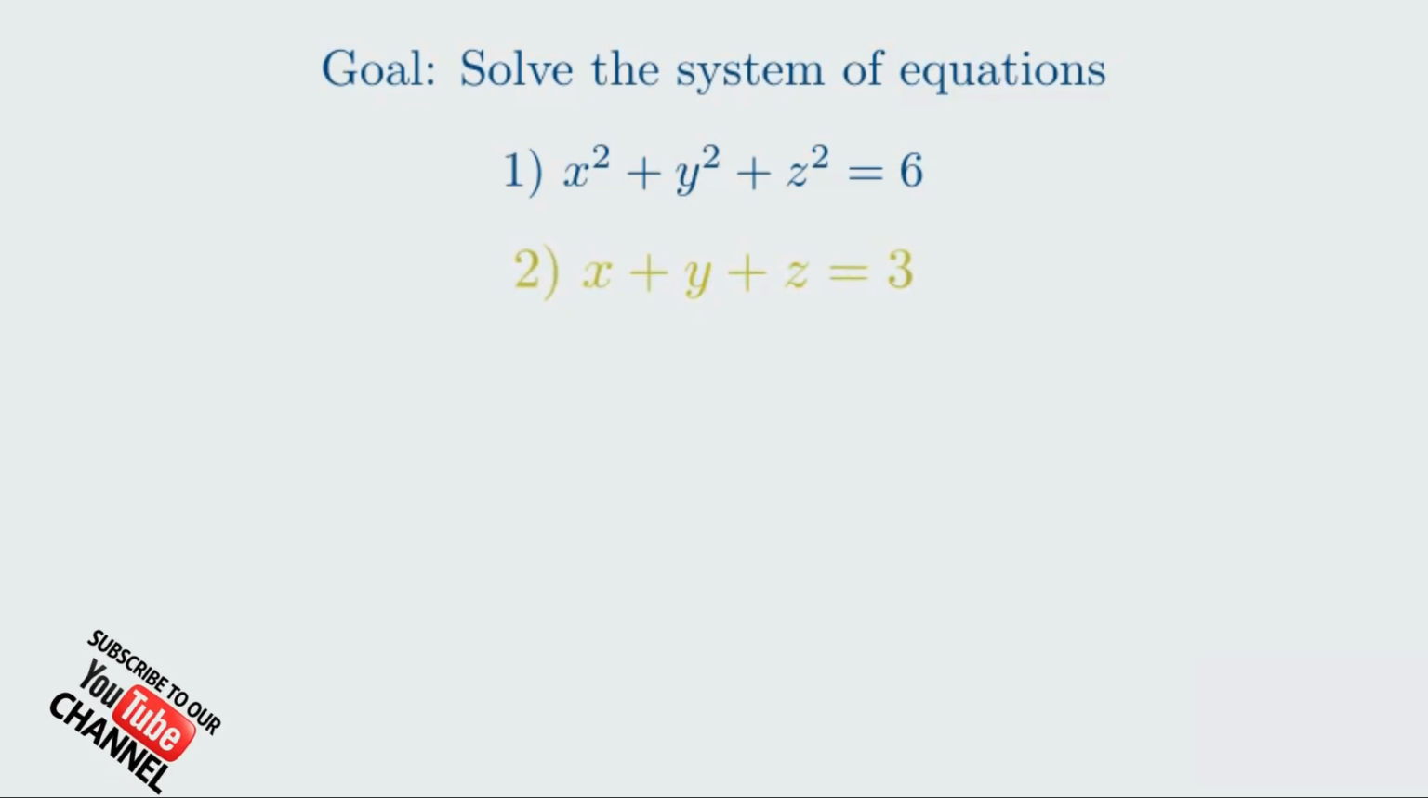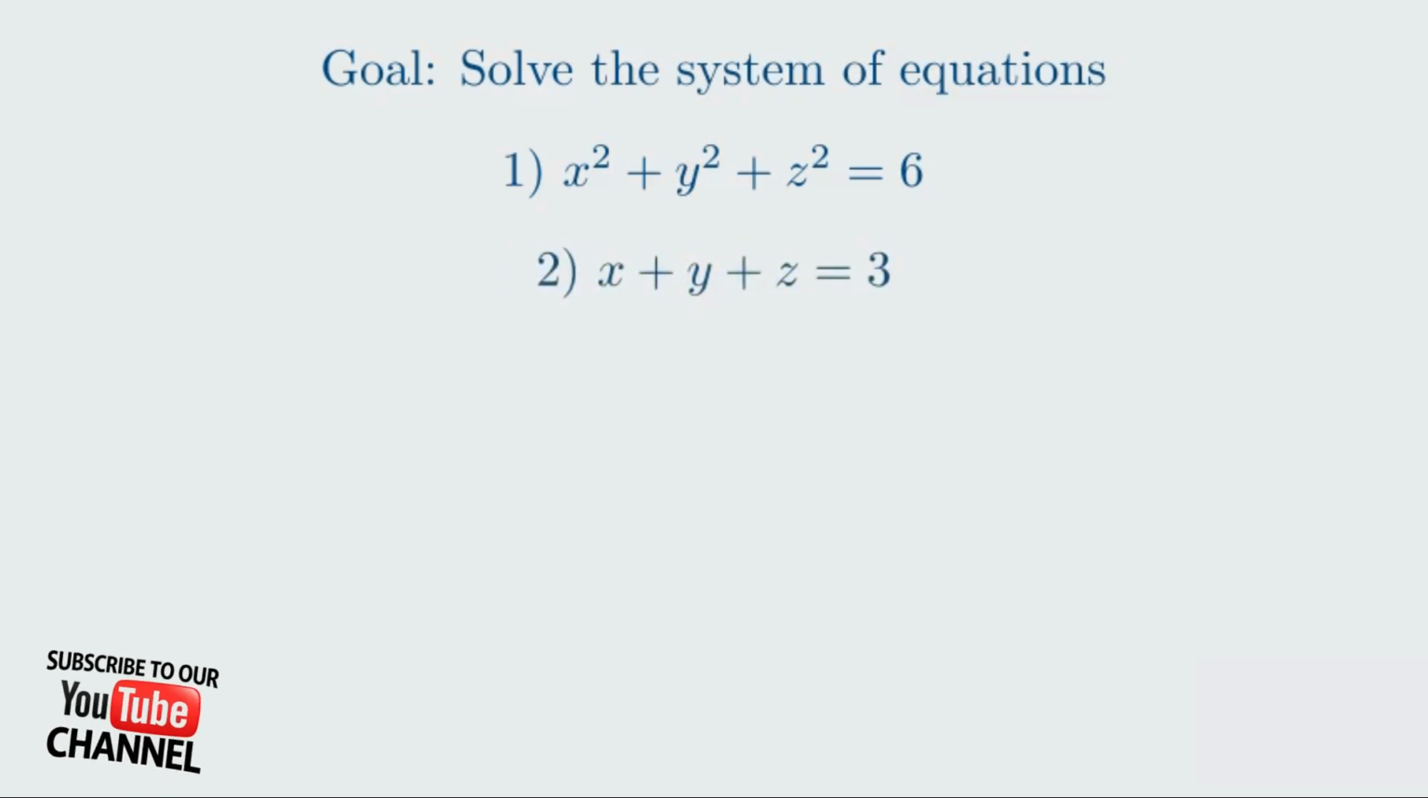Let's begin by isolating a variable from the second equation. Our first step is to rearrange the linear equation. Let's take the second equation, x plus y plus z equals 3. We can easily solve this for z by subtracting x and y from both sides. This gives us z equals 3 minus x minus y. This is a very important relationship.